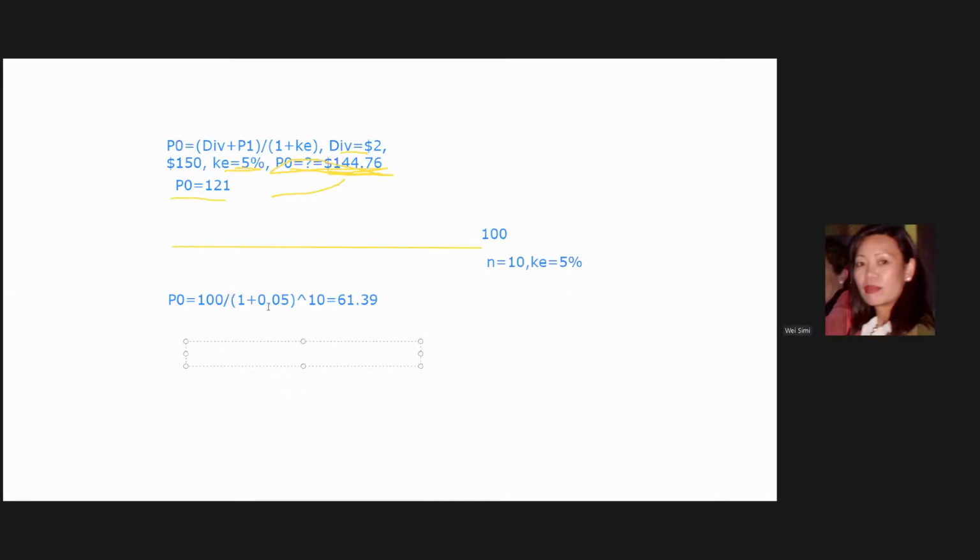So 100 divided by 1. Let me write it down. Do you want me to write down the equation? Is it the same equation as before? No, it's not the one-year valuation. It's just the last piece of the equation. Okay, let me go back.